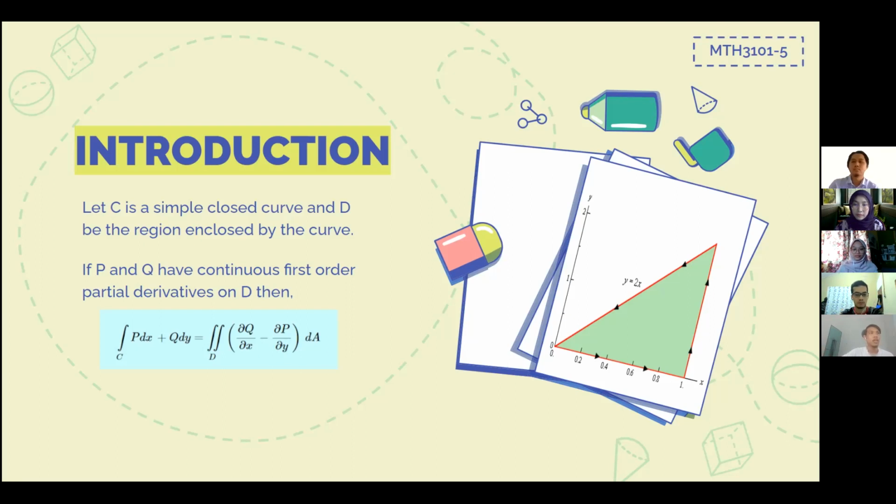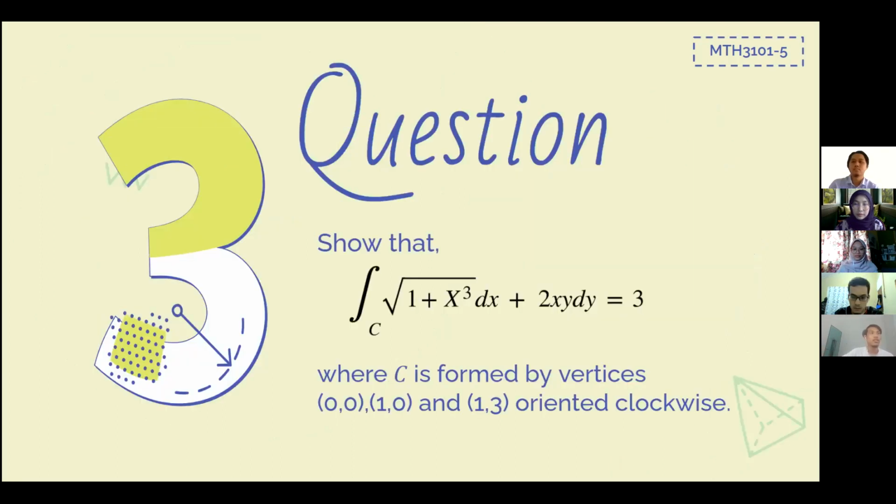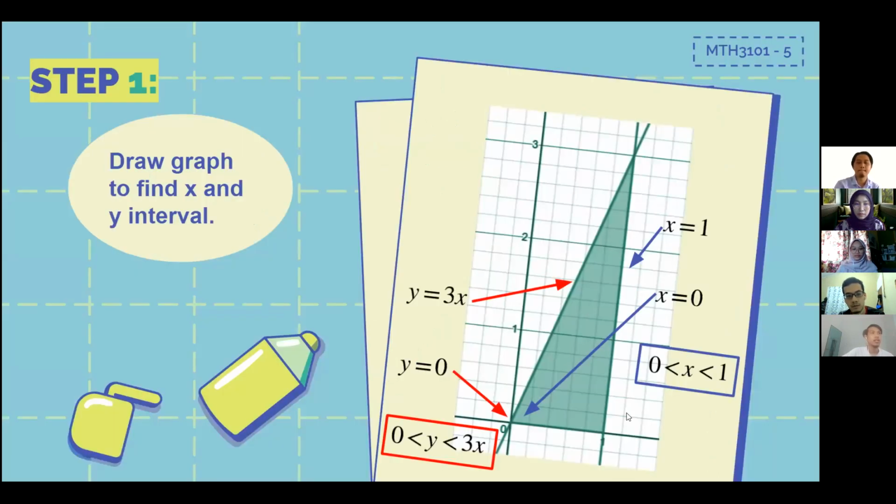Okay, I will talk about question C. The question asks us to show that the integral over C of square root of 1 plus x cubed dx plus 2xy dy equals 3, where C is the triangle with vertices (0,0), (1,0), and (1,3), oriented clockwise.